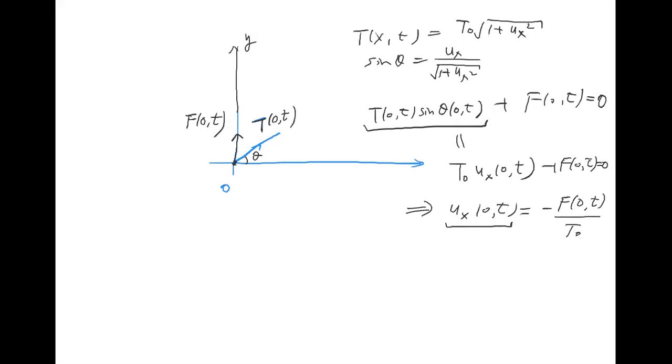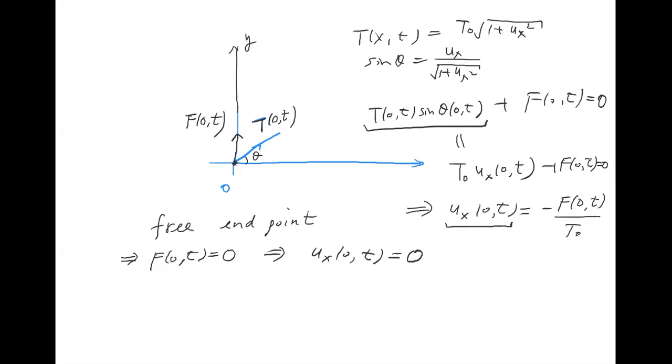Okay, and for the special case that this endpoint is free, free meaning there's no external force acting on this particular point, then it means this F0(t) is 0 because there's no external force acting on it. So that means this u sub x(0,t) is 0. So a free endpoint will have this boundary condition, u sub x being 0 at that point. Okay, so it should be clear. Or is there any question?